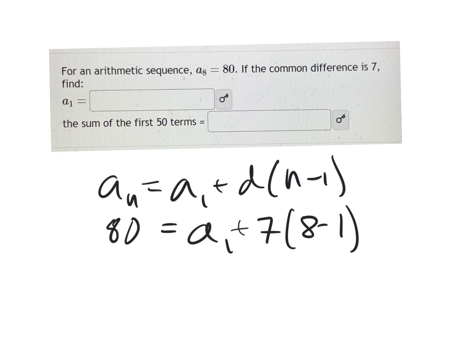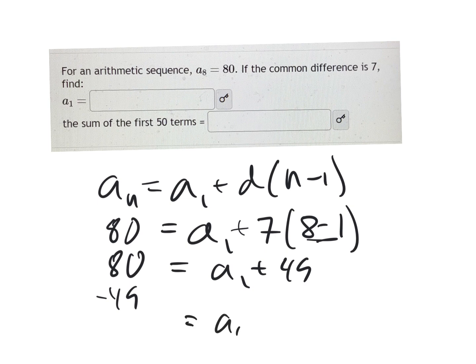So my only unknown is the first term. So that's going to be a sub 1 plus, well, let's see, 7 times 7 is 49. So if we subtract 49, what is that? 31. So a sub 1 equals 31. And then that's going to go here.